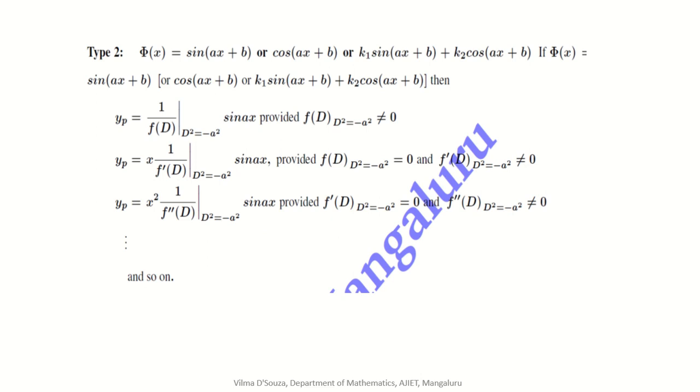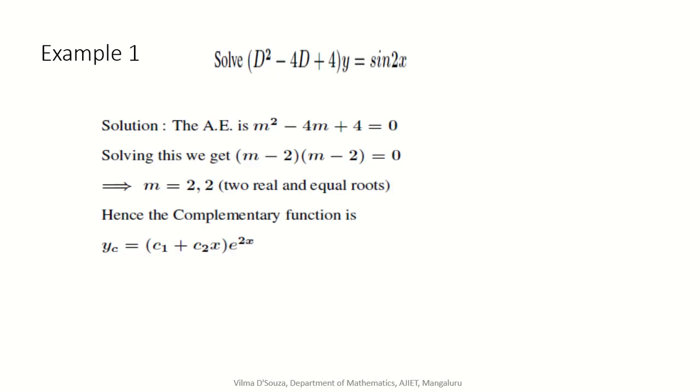Okay, now let me explain this with an example. Solve d square minus 4d plus 4 of y is equal to sine 2x. First, finding the complementary function. You are all aware about that, how to find the complementary function. Write down the auxiliary equation. M square minus 4m plus 4 is equal to 0. So find the roots of this auxiliary equation. This is nothing but m minus 2 whole square, or use your calculator, you will get the roots as 2, 2.